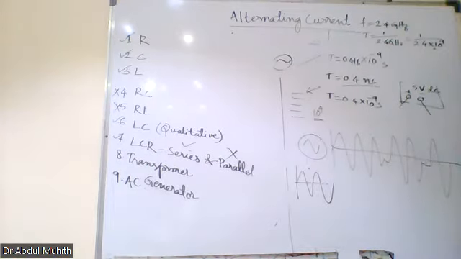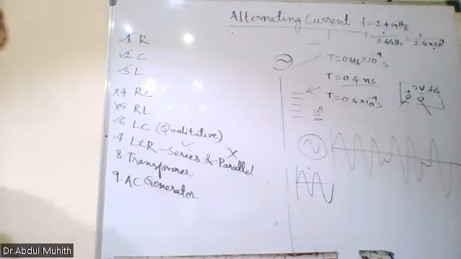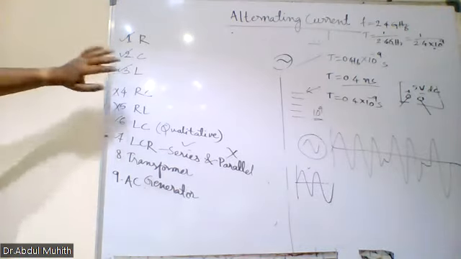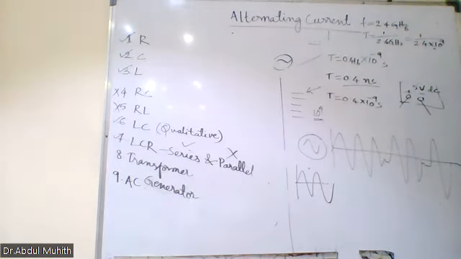Now here, the second capacitor, the purpose or function of the second capacitor is for filtering purpose. It blocks.